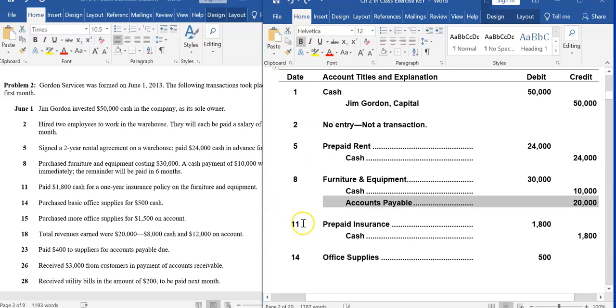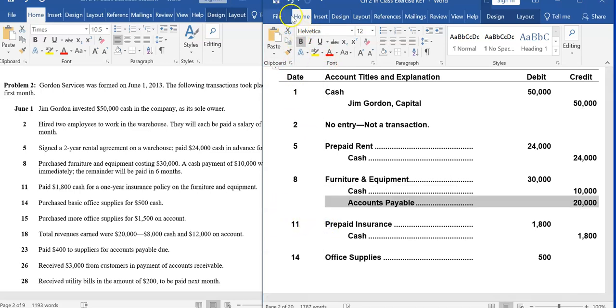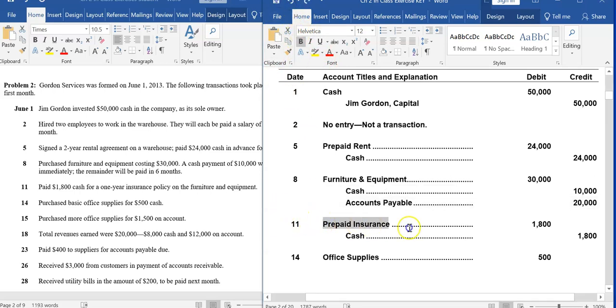We're going to increase prepaid insurance with a debit. That's how we increase an asset, with a debit. We used cash to pay to create that asset. We're going to credit cash because cash needs to decrease. Cash was used.